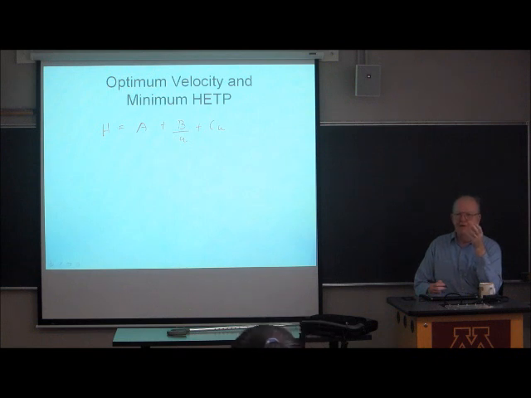If you want to find the optimum velocity, you set the derivative of the HETP with respect to the velocity equal to 0. That comes straight out of Calculus 1, maybe week 2.